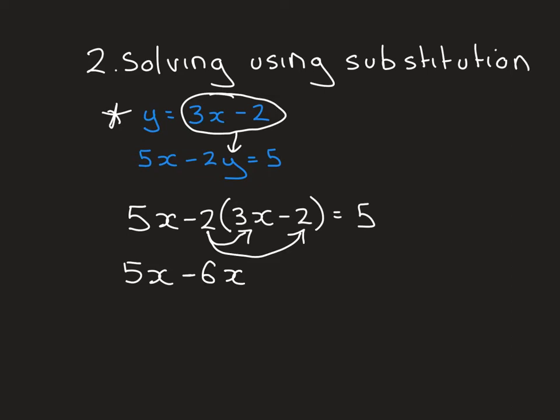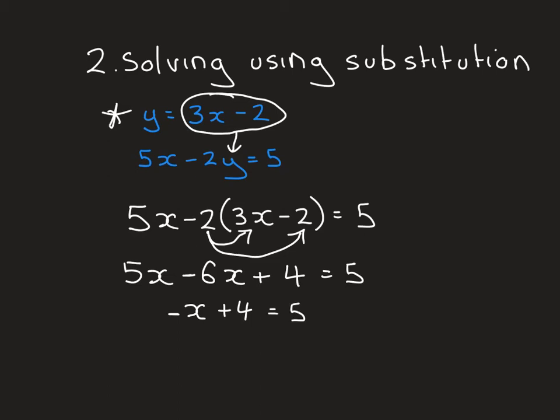So when we multiply two negatives by each other, we actually get a positive. Okay, so negative 2 times negative 2 is going to be plus 4 equals 5. Now we can collect our like terms, which means we can do the addition of these two x numbers here. So 5x take away 6x equals negative 1x, or negative x, plus 4 equals 5.